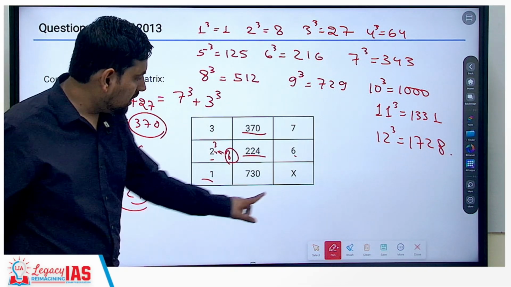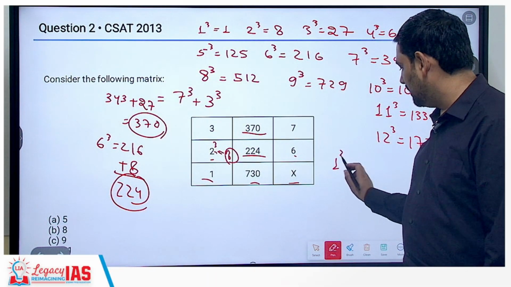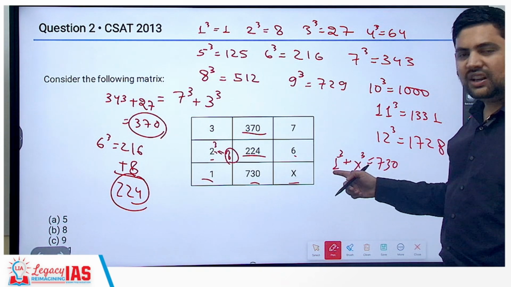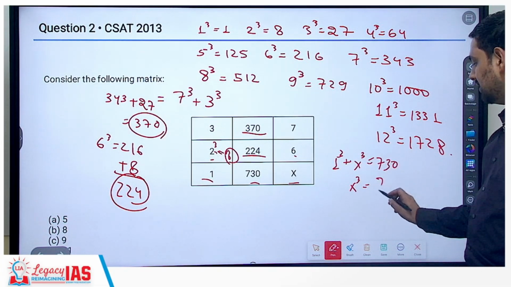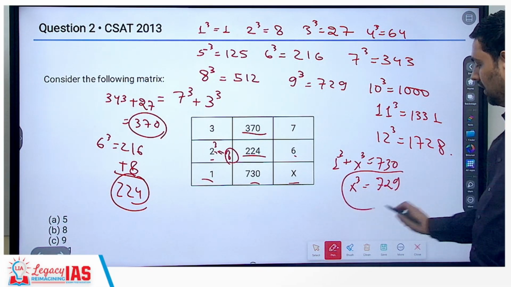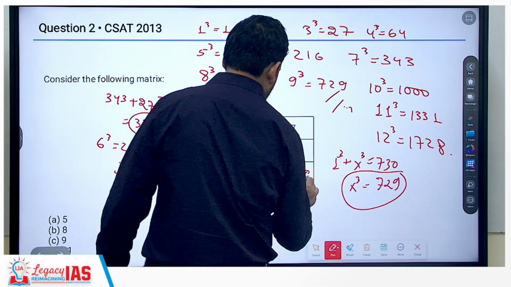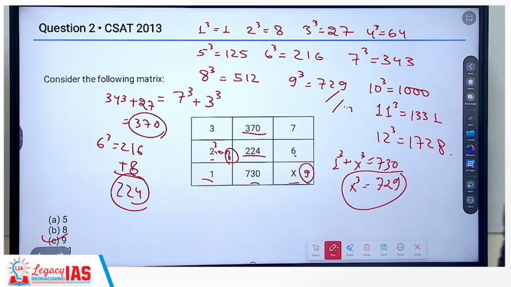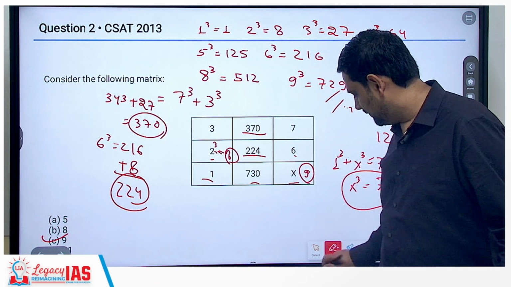Similarly, you can see for 1, x and 730. So that means 1 cube plus x cube is equal to 730. Now 1 cube is actually 1 only, so x cube becomes 730 minus 1, that is 729. Now 729 is the cube of what? 729 is the cube of 9. So this becomes 9. Answer becomes C, that is 9. Understood? Simple. Once you learn the cubes, then you will start seeing these patterns. Then next.